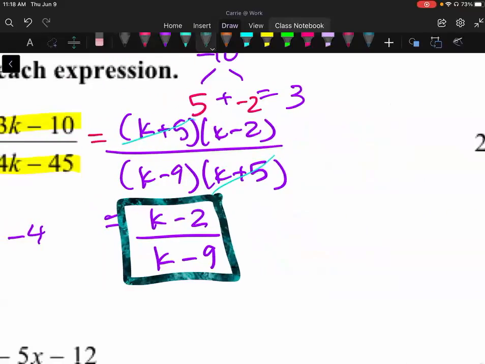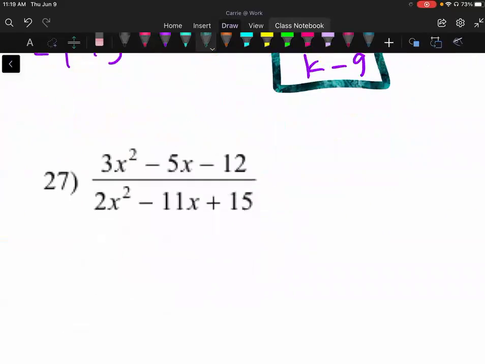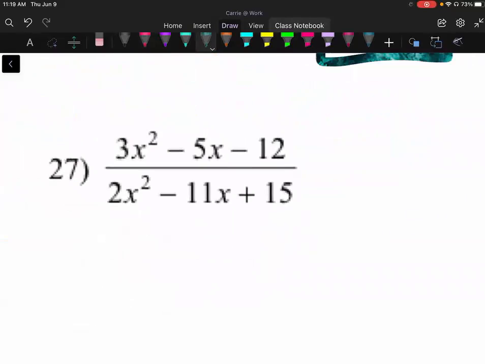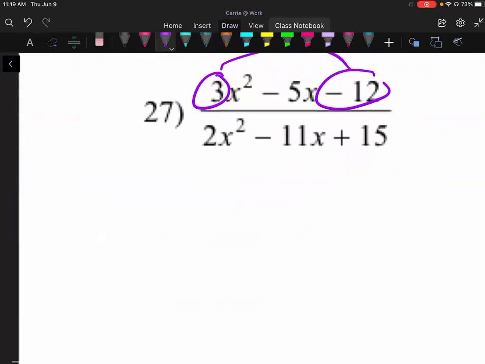All right, number 27. So this one, I can't take anything out of all of these, so we are going to have to do it the long way. 3 times -12 is going to be -36. Two factors of -36 that add to give me -5. I'm going to be using 9 and 4.